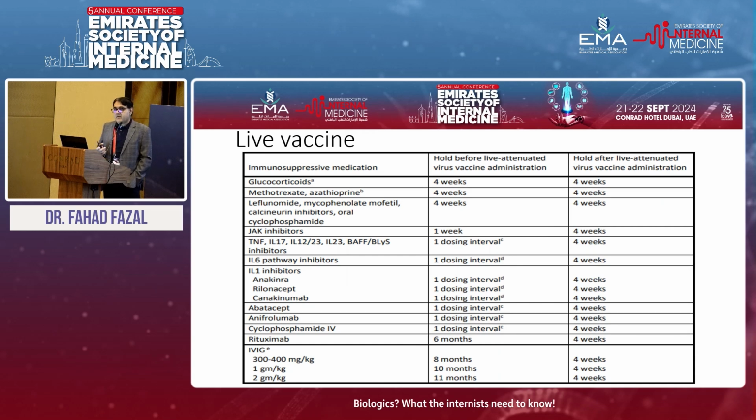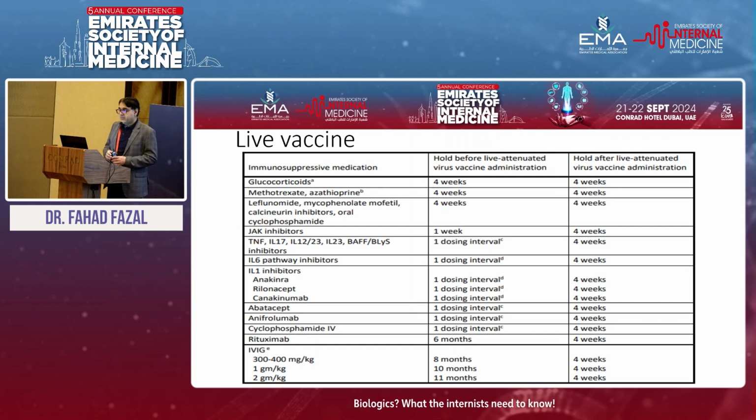So these are for the live vaccines. If the patient is going to have a live vaccine, these are the time intervals. Generally speaking, all the conventional disease-modifying agents, which are your methotrexate, sulfasalazine, mycophenolate, you have to stop 4 weeks before the vaccine and 4 weeks after the vaccine.